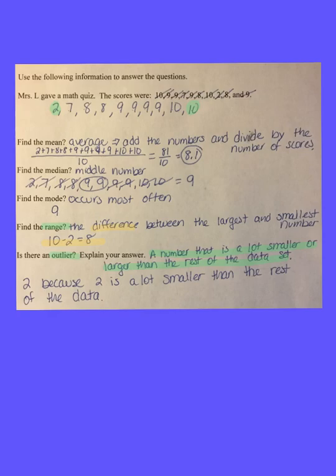Likewise, if I had mostly 2s, 3s, and 4s, and I only had one student who had a 10, then I know, hey, I really need to reteach this subject. So an outlier is a number that's a lot larger or smaller than the rest of the data set. In this case, my outlier is 2, and that's because 2 is a lot smaller than the rest of the data.